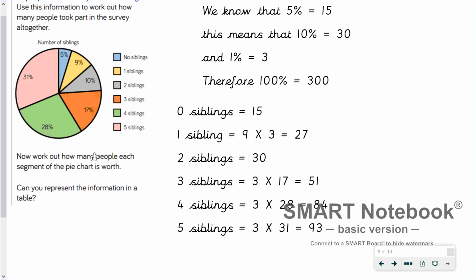Perfect. Next part of the question. Now work out how many people each segment of a pie chart is worth. Can you represent the information in a table? Now I'm going to be really honest, we have not made a table. I've just put the answers here, so if you have, that's fine.